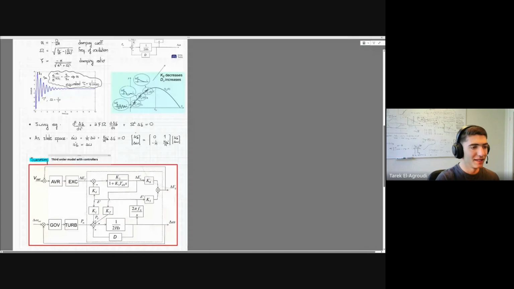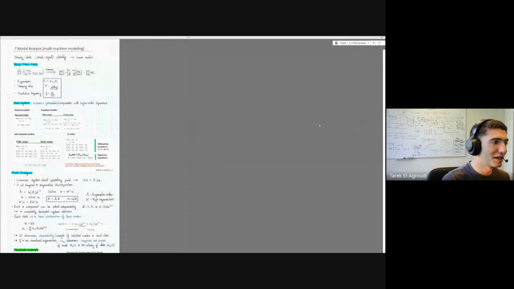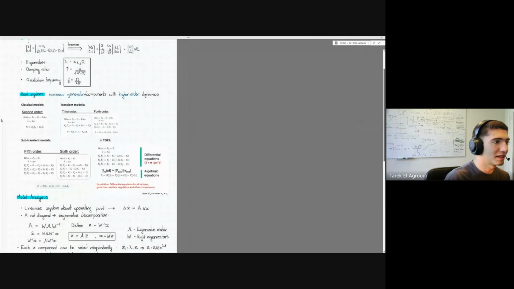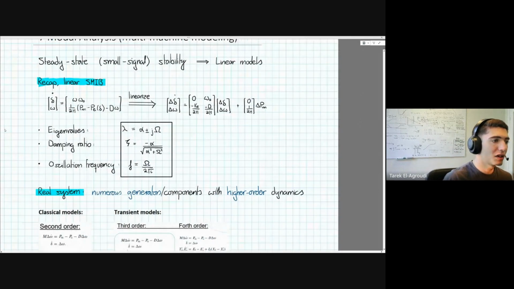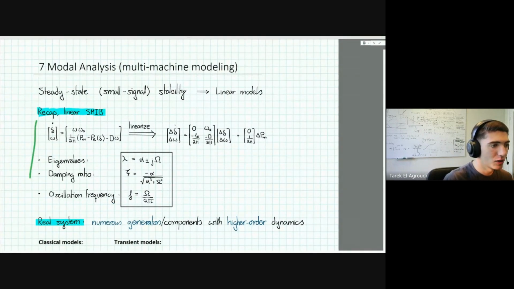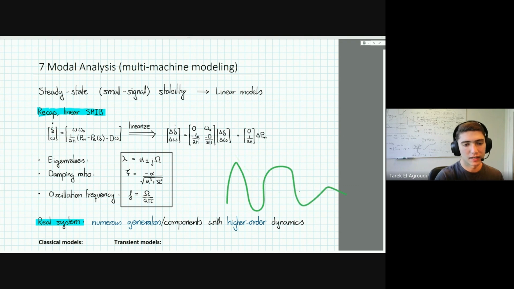This is, of course, still just one machine. I'll say a few very brief words about how you can do analysis if you have more machines or multiple machines, and that's pretty neat. It's called modal analysis. Very briefly, for one system, you had a swing equation, and you could find the eigenvalues of the swing equation. For each of this set of eigenvalues, there's a corresponding damping and frequency of oscillations.